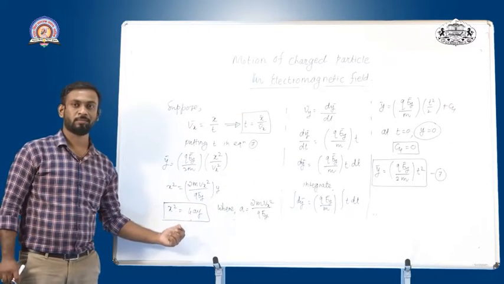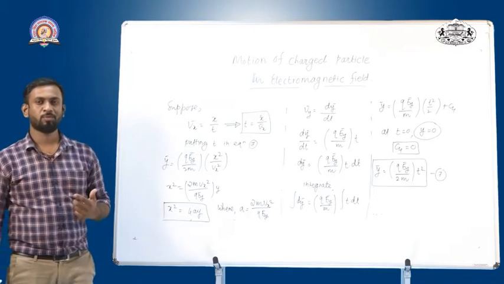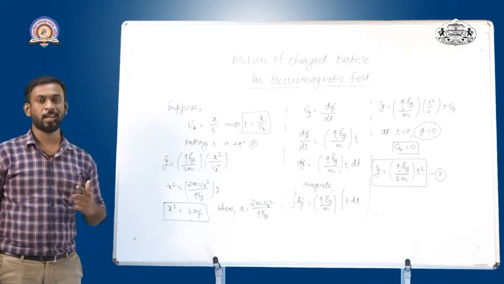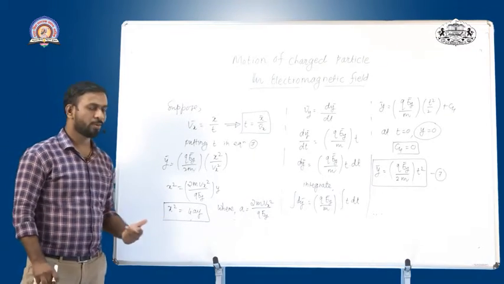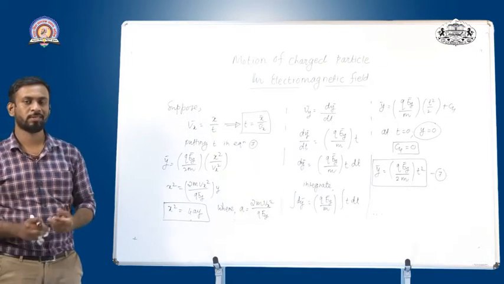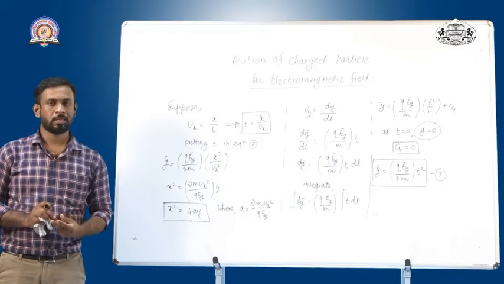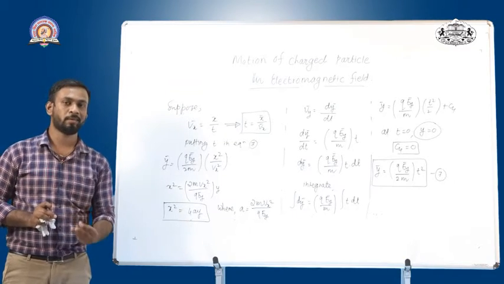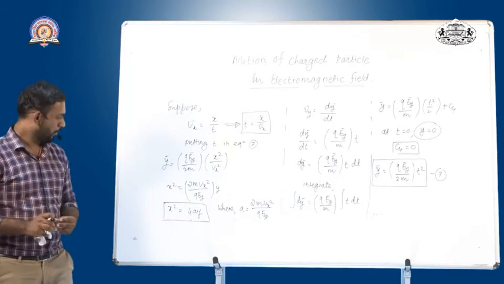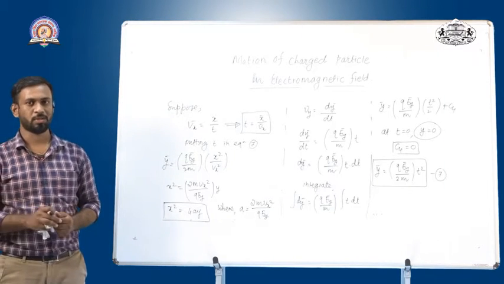What is the form of this equation? This is the equation of a parabola. So when a charged particle moves perpendicular to the electric field, it follows a parabolic path. Since this equation represents the parabolic path, this is the difference between applying the electric field parallel to the direction of velocity and applying the electric field perpendicular to the direction of velocity. Such kinds of motion we can see with the help of an animation.